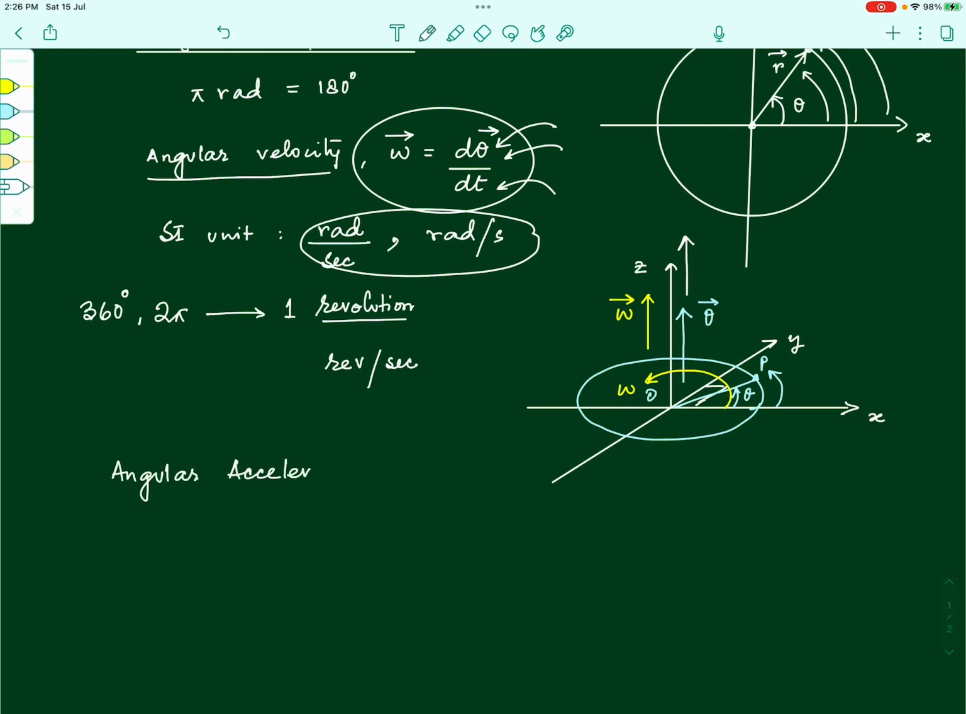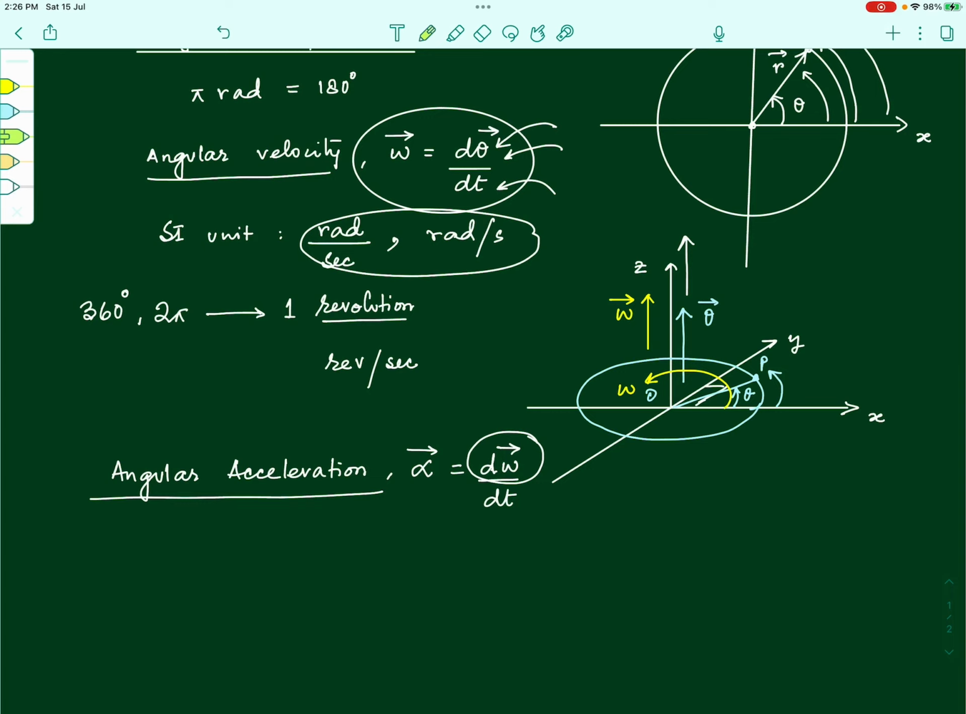We discussed this in the last video when we defined these quantities. Angular acceleration alpha by definition is the rate at which the angular velocity of a body changes with time, d omega by dt. Once again, it is a vector quantity whose direction is the same as the direction of d omega, that is the change in omega. The direction in which omega changes, angular velocity changes, alpha lies in that direction.